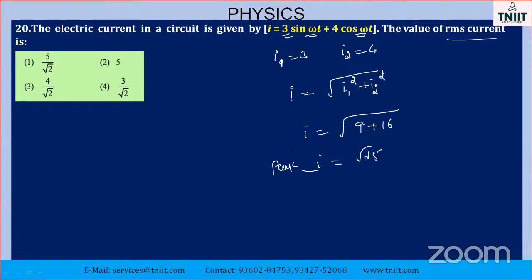But they are asking you to find the RMS current. If you know the peak value, how to find the RMS value? Peak value divided by root 2. So peak value is root 25 divided by root 2. So you can take this as 5 divided by root 2. Option 1 is the right answer.